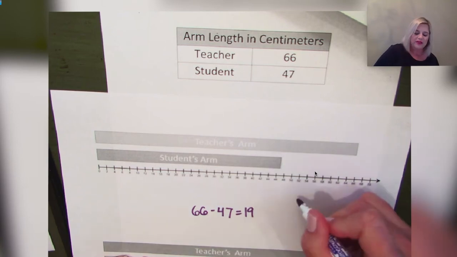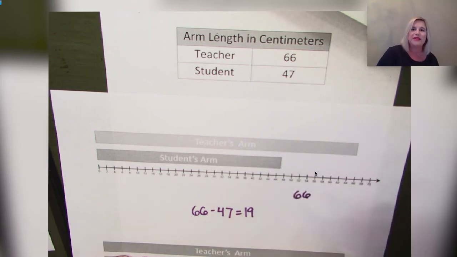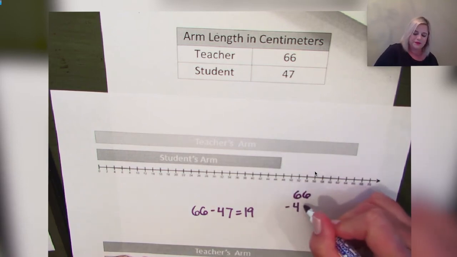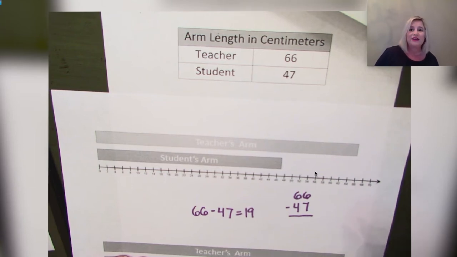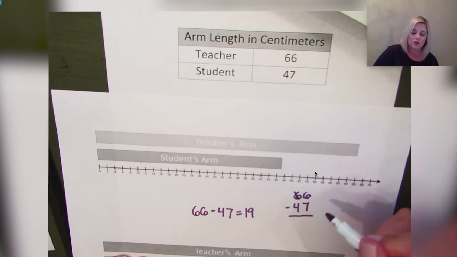Now write it out like this and work it out with me, please. 66 minus 47. We start in the ones place since we cannot subtract 7 ones from 6 ones. We will trade in 1 ten for 10 ones and add those 10 ones to the 6 ones that are already in the ones place. Again, we are going to take 10 ones and add it to the ones place.